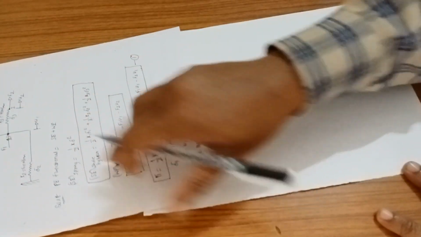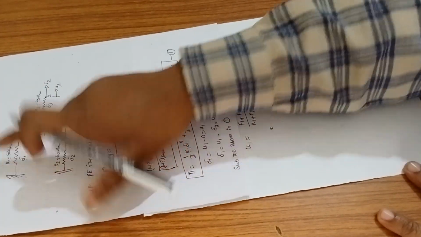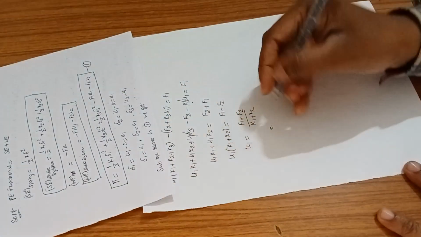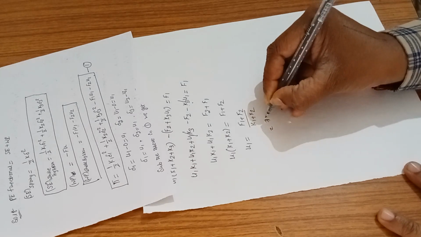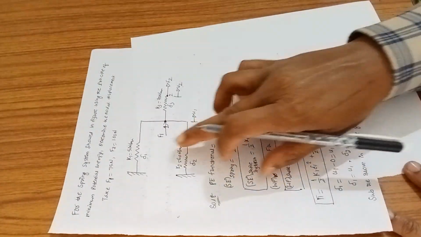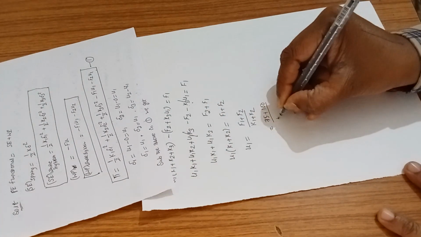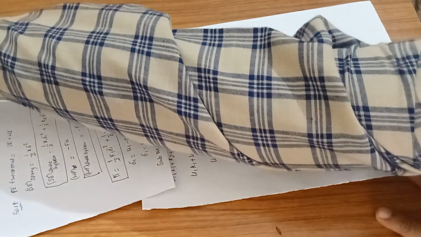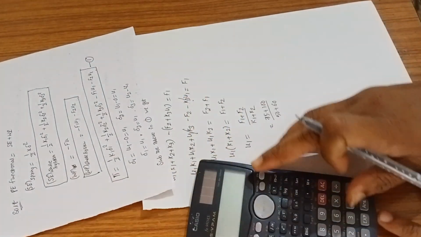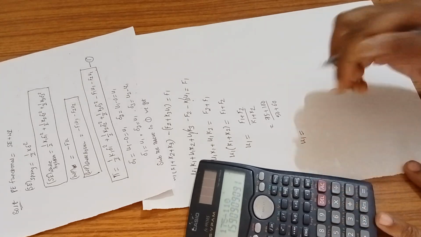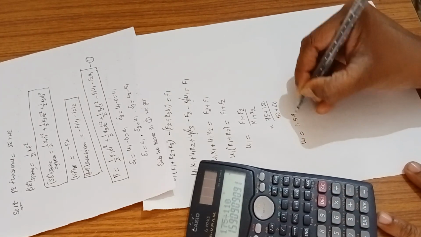Now let's substitute the values. F1 we have taken as 75 Newtons, and F2 is considered as 100 Newtons. It is given in the question itself. So 75 plus 100 divided by K1 and K2. K1 is 50 and K2 is 60, so 50 plus 60. So U1 is going to be 175, let me use the calculator, 175 divided by 110. The answer is going to be 1.591 mm.